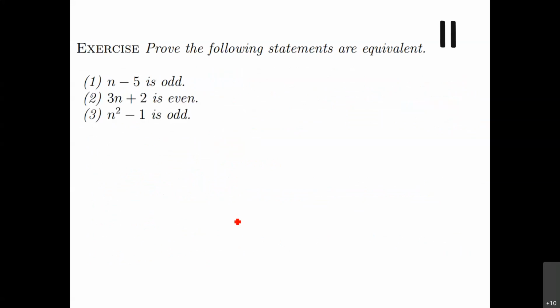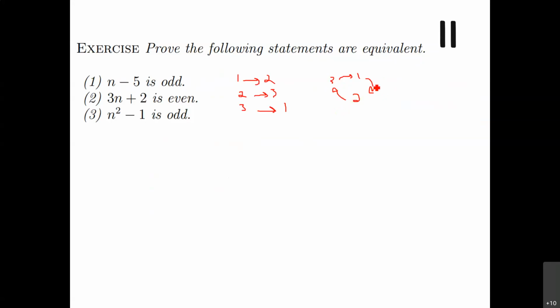Now this thing is similar to a question you have in your assignment: prove the following statements are equivalent. So you have a bunch of statements we want to prove are equivalent. There's two ways to do it. You can either say, hey, 1 implies 2, 2 implies 3, and 3 implies 1. So you're doing kind of a circle. They all imply each other.